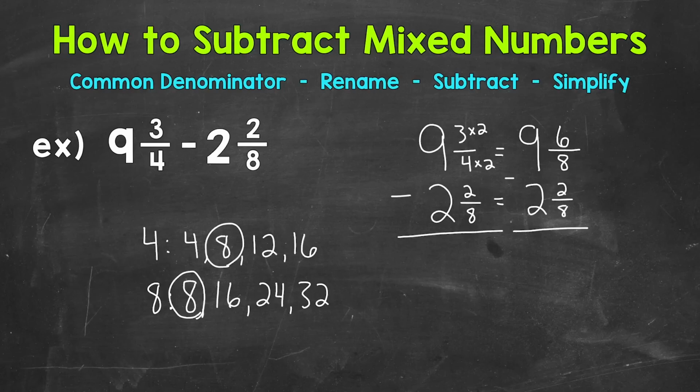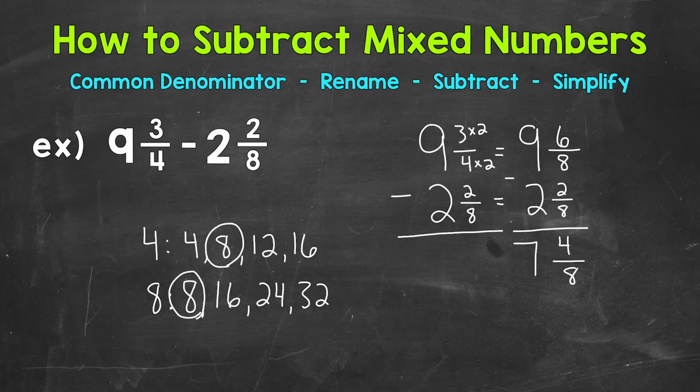So 6/8 minus 2/8. Subtract the numerators, 6 minus 2. That gives us 4. And then we keep our common denominator of 8. Once we have that, we can subtract the whole numbers. So 9 minus 2 gives us 7. So we get 7 and 4/8.